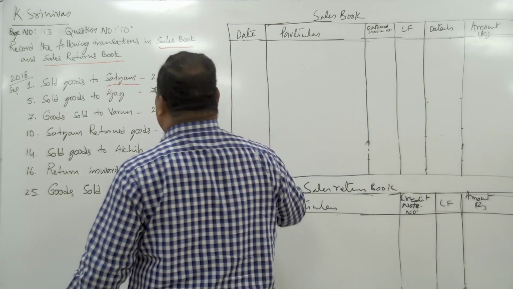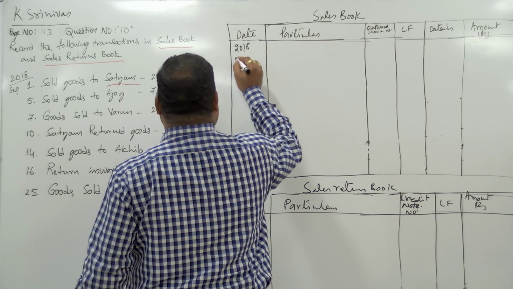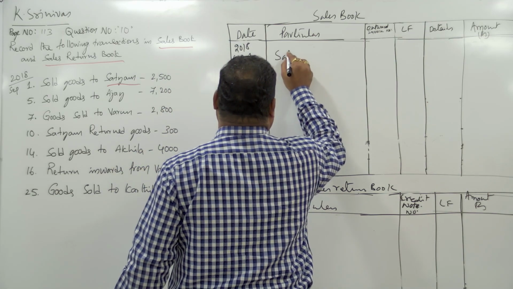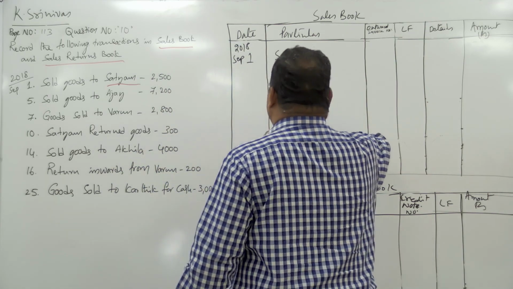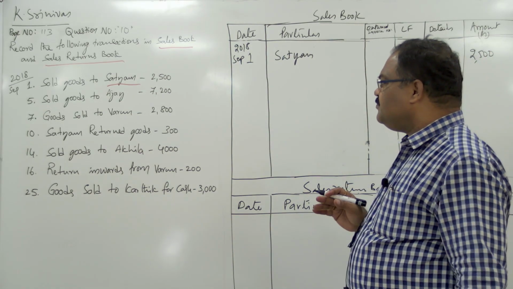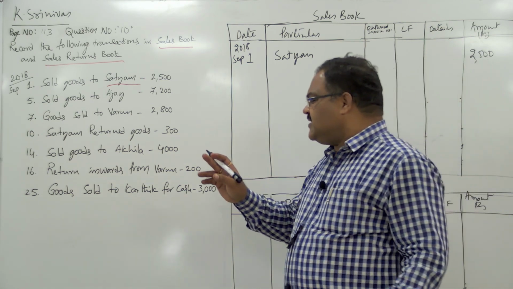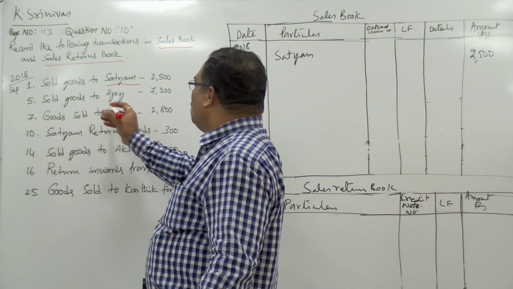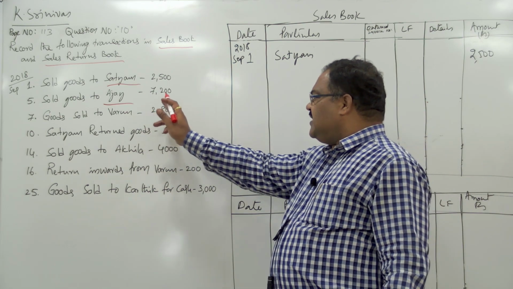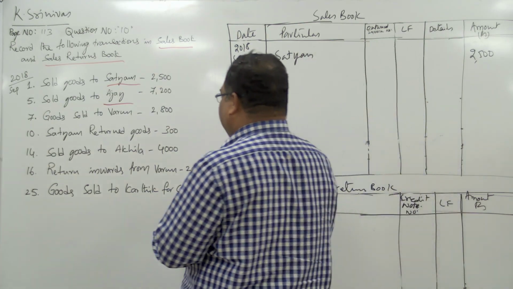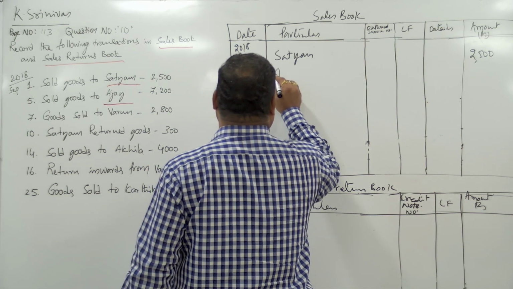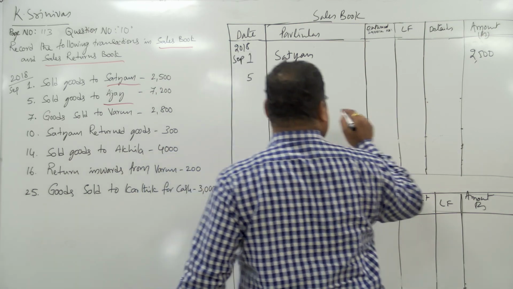Credit sales. Date is 2018 September 1, Satyam, 2500. That's all. Likewise, the next transaction: sold goods to Ajay. Same story. Sold goods to Ajay, credit sales. Ajay should be taken. This is 5th September, Ajay, rupees 7,200.